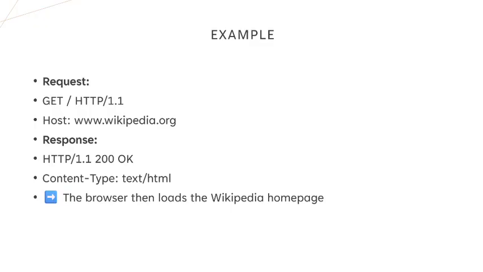Example, the browser says GET HTTP/1.1. That means, hey server, give me the home page. Then the server replies with HTTP/1.1 200 OK, meaning sure, here it is, and sends the HTML content. This is how the internet delivers every page you see.